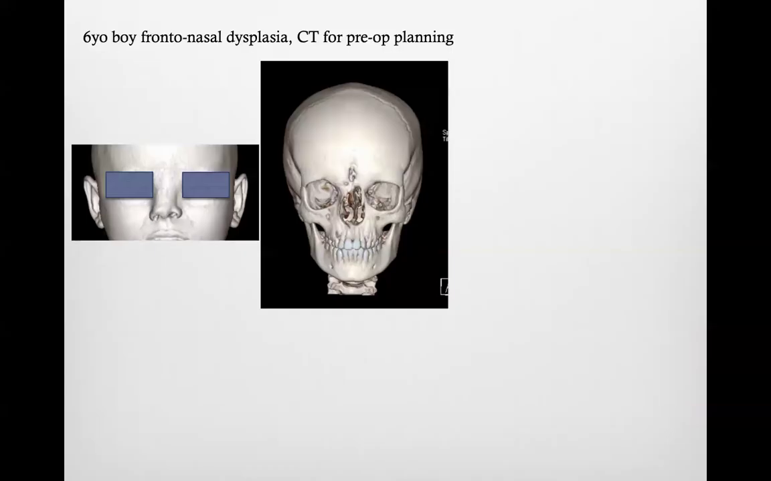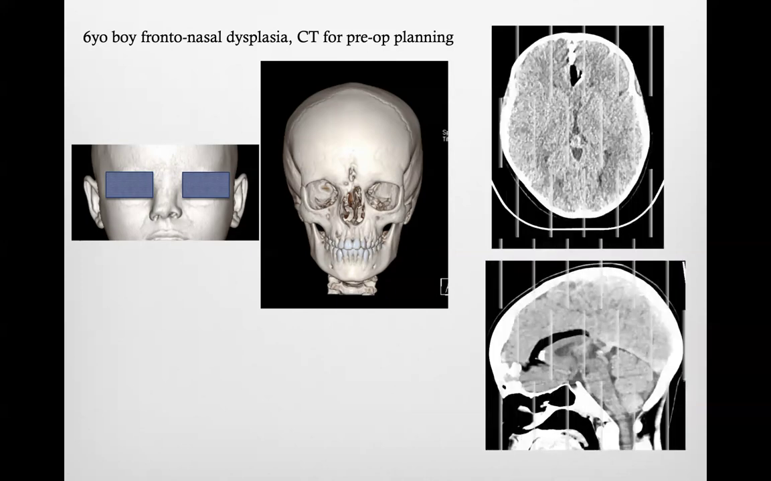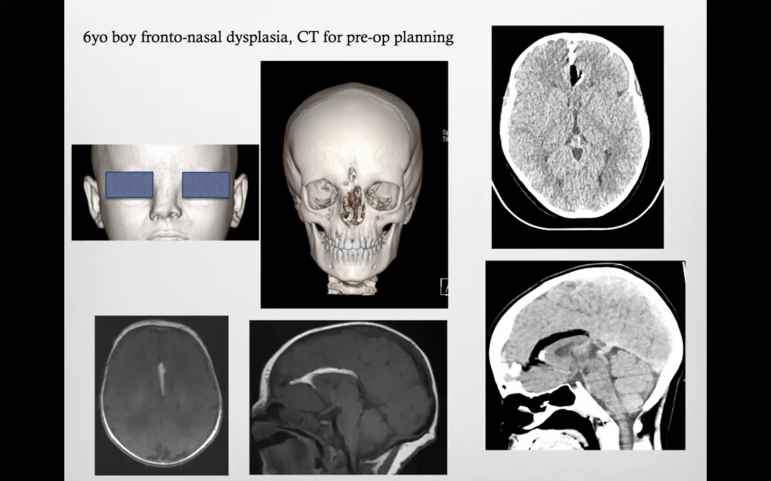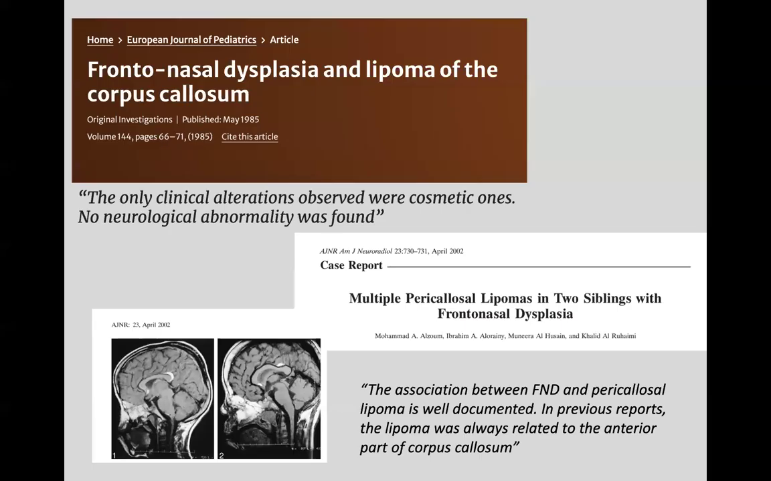This is another case of frontonasal dysplasia for preoperative planning. This child has also a huge lipoma sitting on the corpus callosum. The corpus callosum is abnormal, and this is the MRI with the typical hyperintensity of the lipids that we see. So there are, again, if you read the literature, associations between frontonasal dysplasia and lipoma of the corpus callosum, and no neurological abnormalities were found in some of the patients.